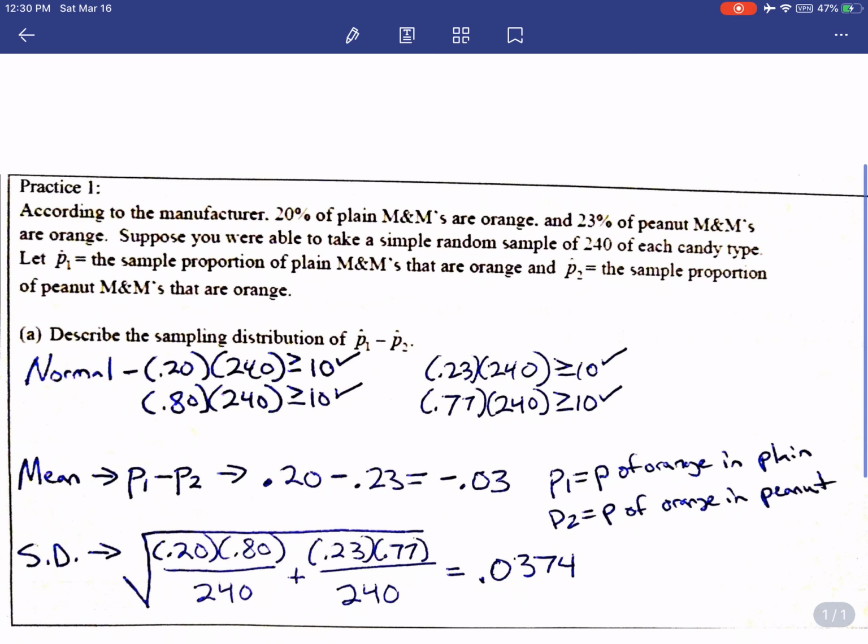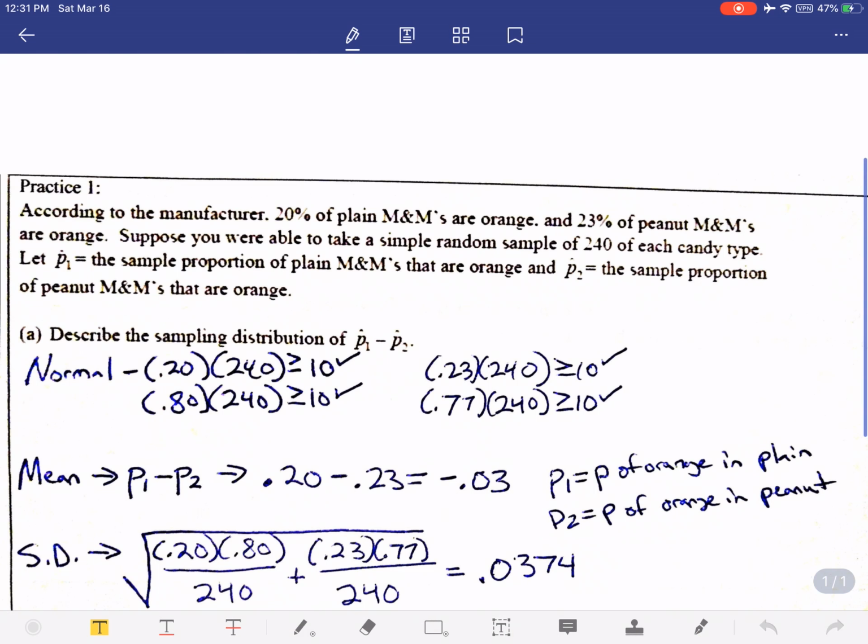Next, we're going to go down and talk about the center. And the way that we're going to talk about the center is the mean. So remember, for the mean, we take the 2 different proportions and subtract them from each other. So P1 minus P2. In this case, it's going to be 0.20 minus 0.23, and that gives us negative 0.03. Again, it's really important that you're writing out what P1 and P2 represent because it's going to help you in your interpretation of the results.